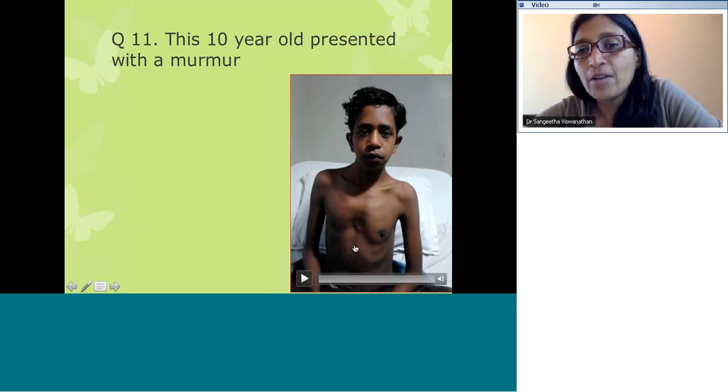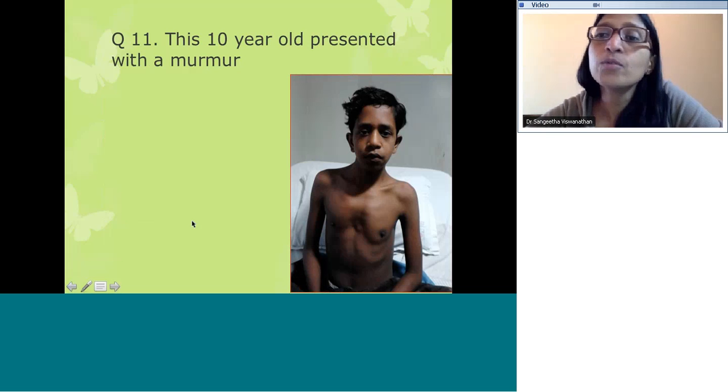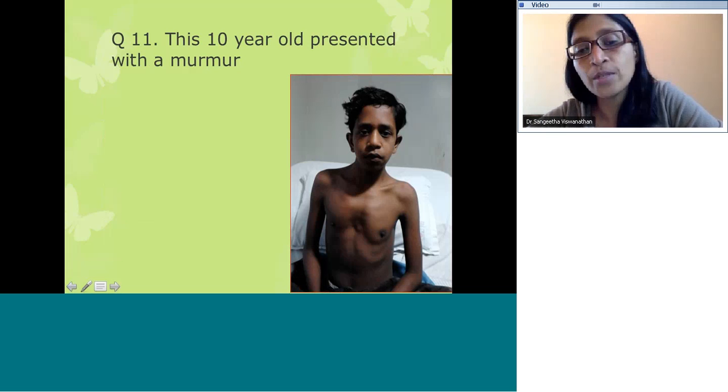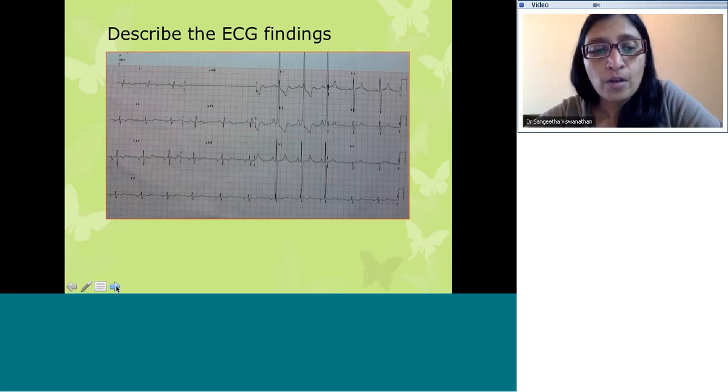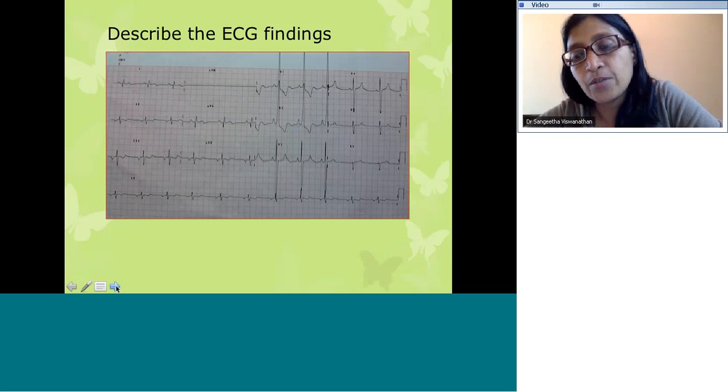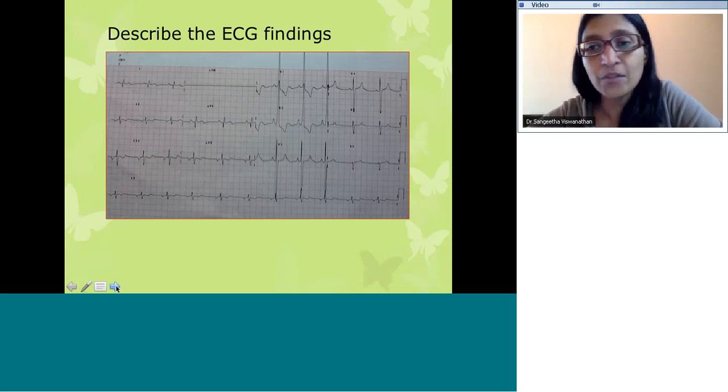And you still haven't identified the syndrome. Do you accept that there's a bit of webbing of the neck? Chest deformity? Yeah, so this child has got Noonan syndrome. Noonan syndrome with right ventricular hypertrophy. So what do you think his cardiac abnormality is going to be? Yeah, significant pulmonary stenosis most likely.